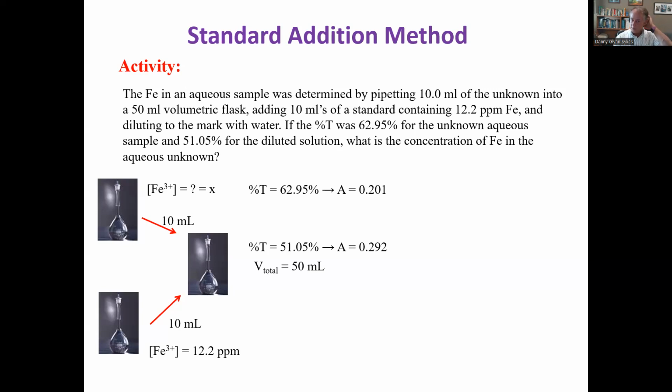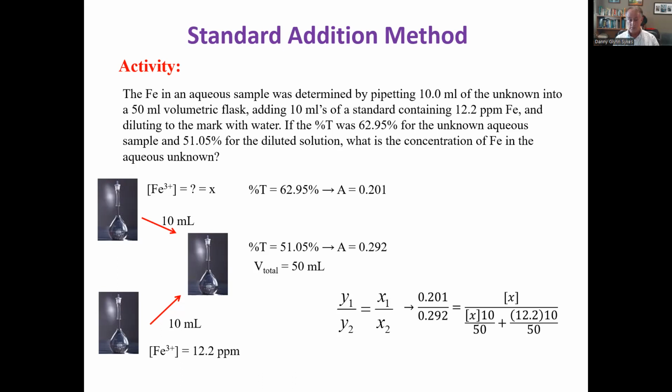Okay, so I've converted my percent transmittance values to absorbance values here just by taking the minus log of 0.6295 and the minus log of 0.5105. We don't take the minus log of percent transmittance, we take the minus log of transmittance. Okay, so again, we're just solving y1 over y2 plus x1 over x2, which is 0.201 over 0.292. And so the concentration in the original unknown solution is X.